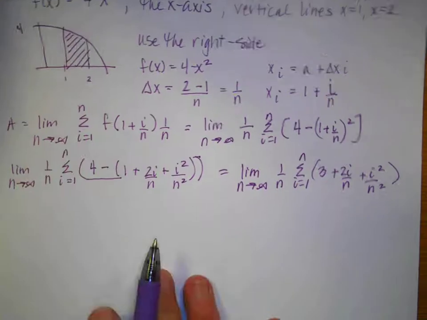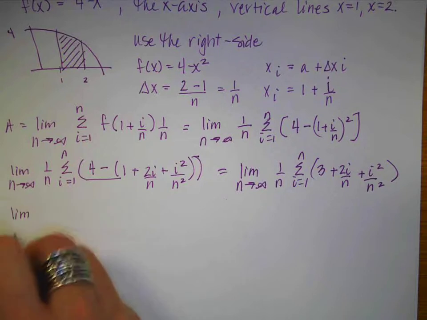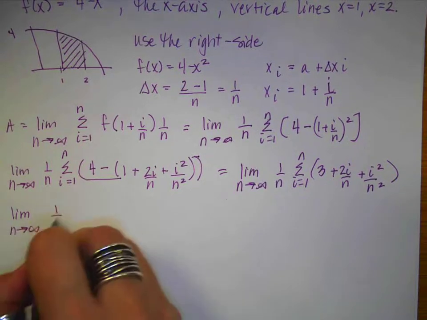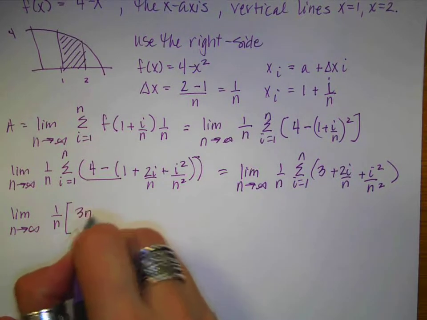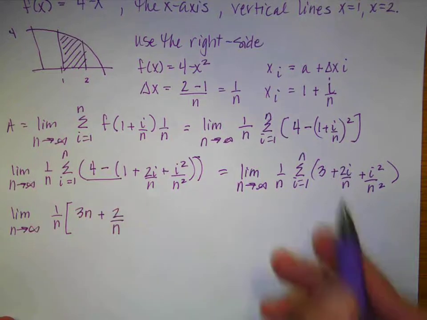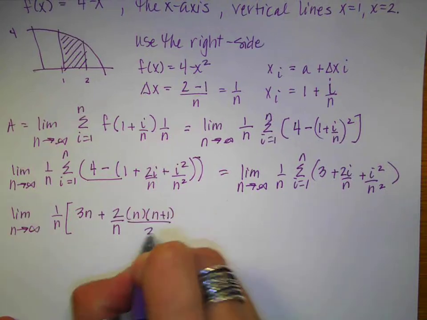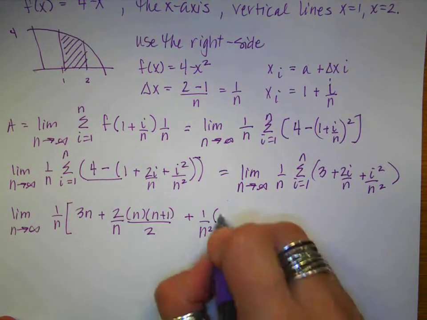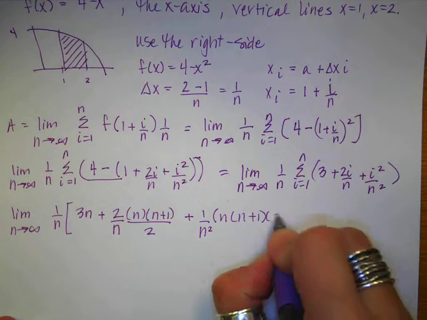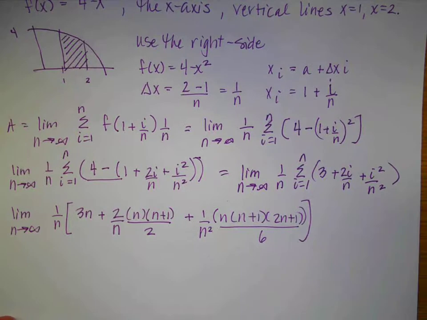Whew, that's a lot of stuff. All right, so I could technically rewrite each of these individual terms, but I'm just going to manage as we go. I haven't taken the limit yet, so I'm still going to continue with my limit notation. Here's the 1 over n, alrighty? 3 becomes 3n. I'm going to pull the 2 over n times i, which is n times n plus 1 over 2. And then I'm going to do plus 1 over n squared, and then this is n times n plus 1 times 2n plus 1 all over 6.